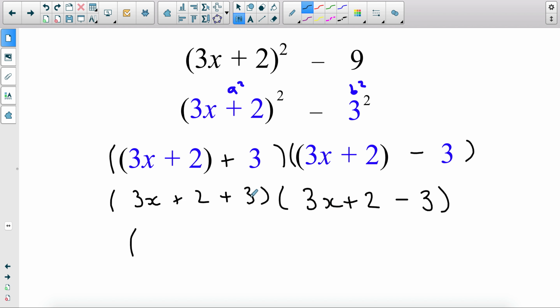Hopefully you've noticed that we can simplify these expressions even further. So I have 3x plus 5 in the first bracket, and then 3x minus 1 in the second bracket. And this is the full factorization of my expression. Again, we just rewrote the expressions in terms of something squared and then another something squared, and we just took the letters themselves, whatever represented a and whatever represented b.